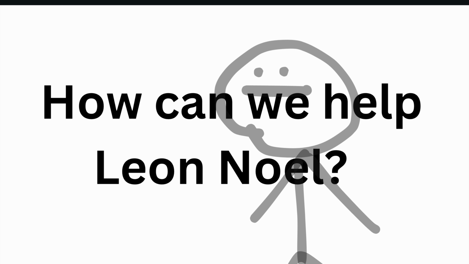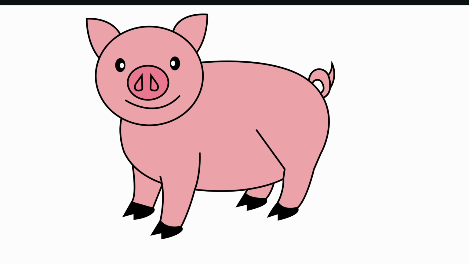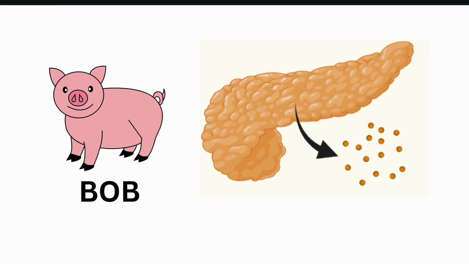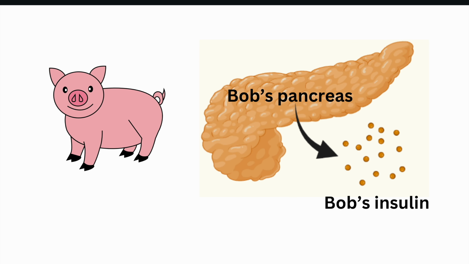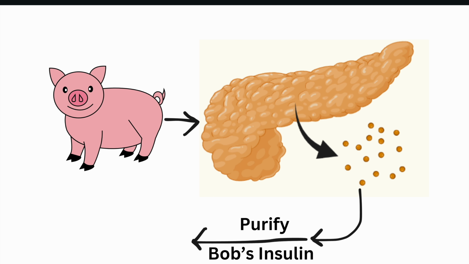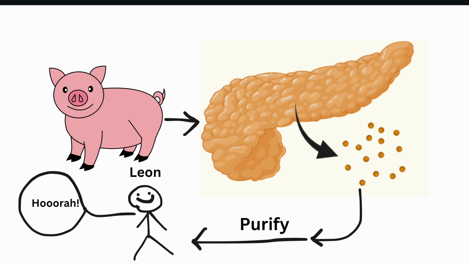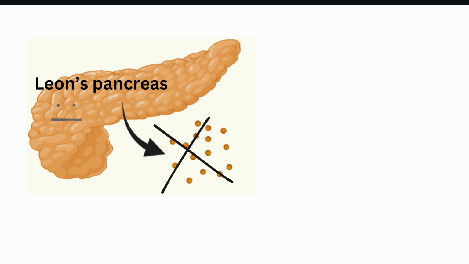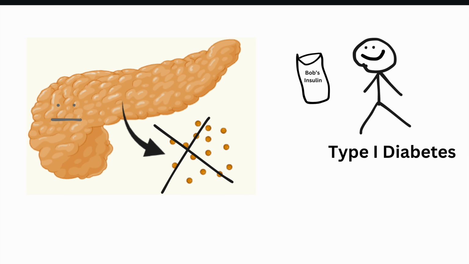Well, I just happen to know somebody that can probably help us. And it's this dude, and his name is Bob. Now, Bob also has a pancreas, and Bob's pancreas produces insulin. Now, what if we ask Bob kindly for some of his insulin, and then from his insulin, we can purify it and give it to Leon? Even though Leon's pancreas still doesn't work and it still doesn't produce any insulin, Leon can use Bob's insulin on a daily basis to regulate his blood sugar.